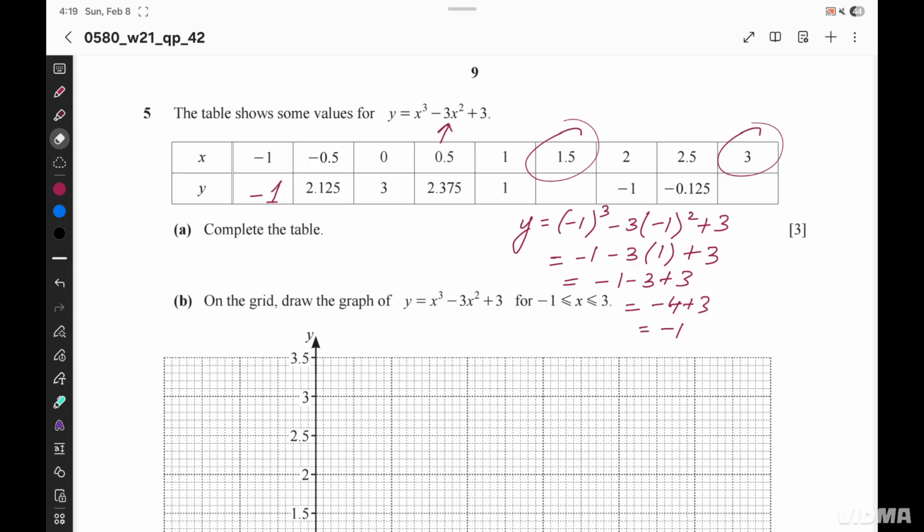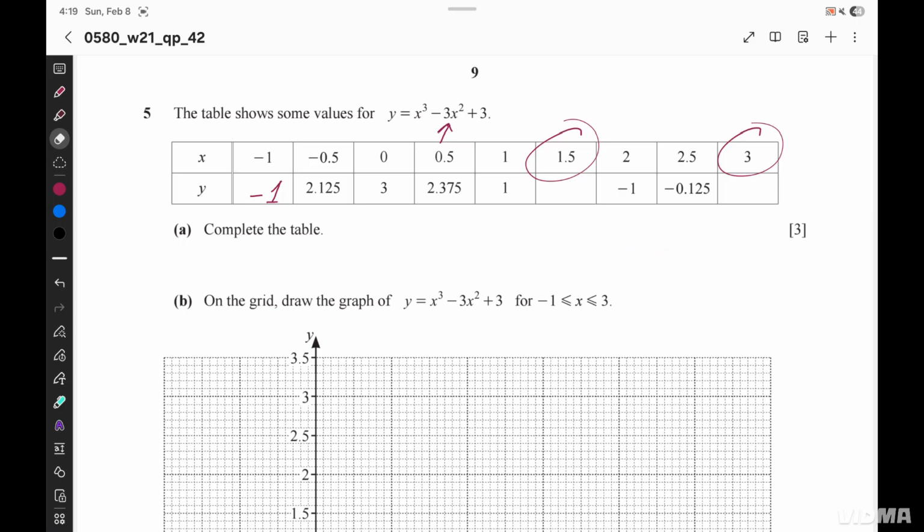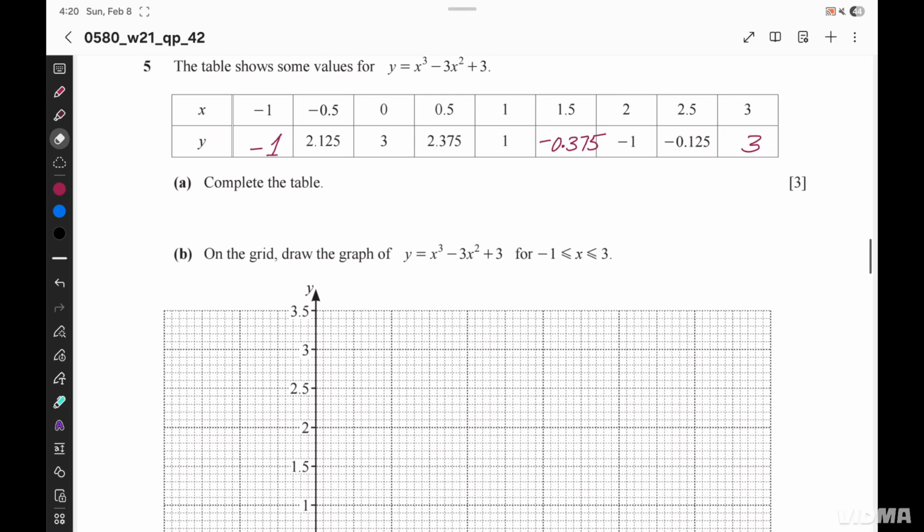Now for 1.5 you can use your calculators. Your answer would be -0.375, and for 3 you will get 3. So these are the values of y, part number A.